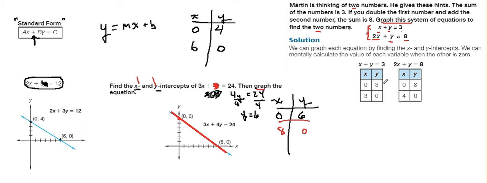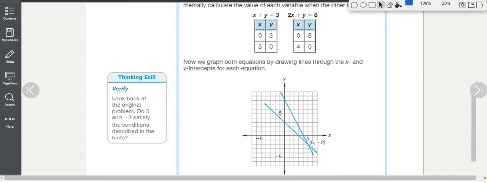Okay, so as they've already started to show us, we do our approach. Here's an x and y t-table. Choose 0 for each to find a point for each of this line. And then do it again here for this line. Make your two lines. Where the lines intersect tells you the two numbers are 5 and -2. See, they intersect at (5, -2). Those are the two numbers.